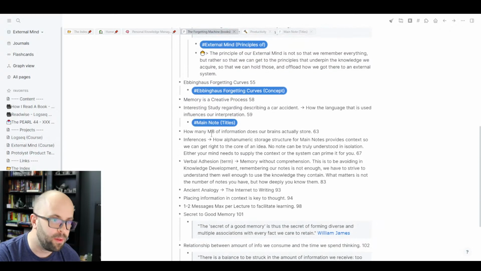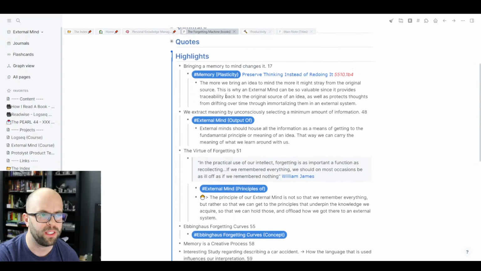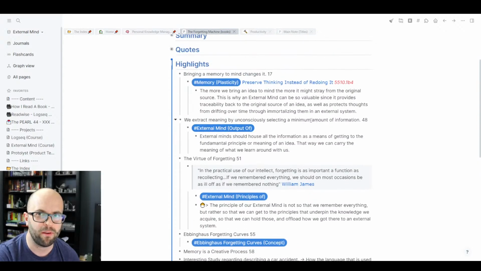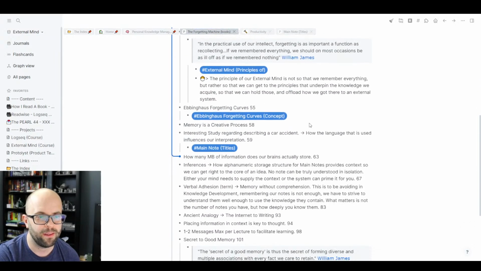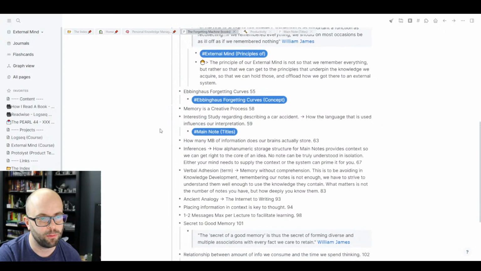So how many megabytes of information does our brains actually store? It was surprisingly little. I think it was something like, in terms of actual information, 125 megabytes or something, because we reduce it down to the minimum amount of information. Not probably something that I'm going to use, but I thought it was interesting when I was reading it.